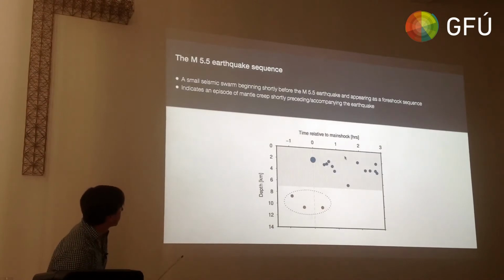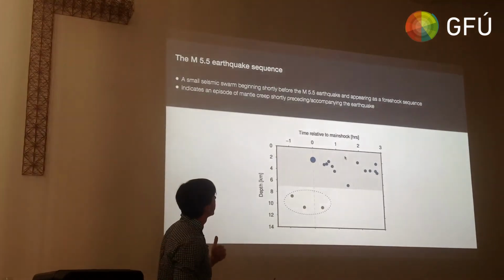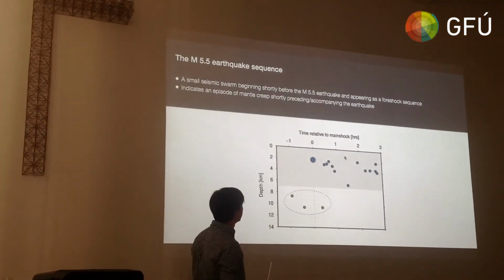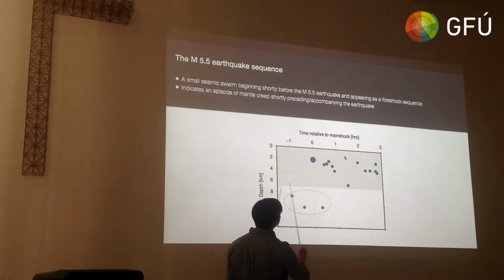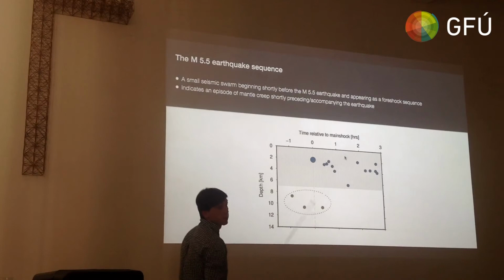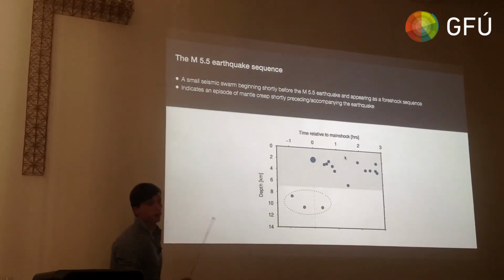One more interesting observation: the strongest earthquake in the data set was magnitude 5.5 on the Blanco Fault, and right before that, this is depth on the vertical and time on the horizontal, we see very small swarm events coming before the magnitude 5.5 earthquake.